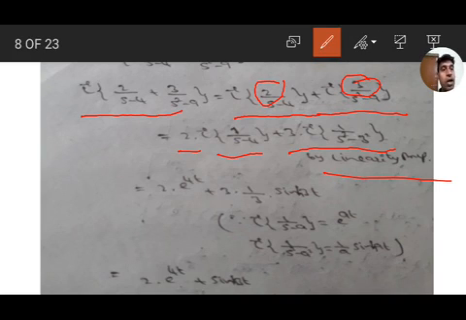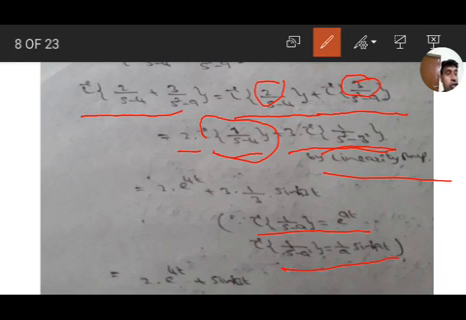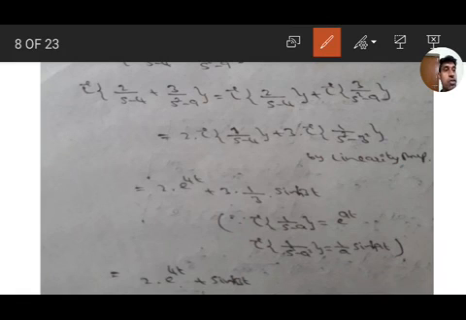And we know the formula L inverse of 1 by s minus a equals e to the power of at, and L inverse of 1 by s square minus a square is 1 by a sinh of at. So 2 is the coefficient as it is. Here a means 4, e to the power of 4t. 3 is the coefficient as it is, 1 by a into sinh of at. a means here 3, so 1 by 3 into sinh of 3t. Here 3 and 3 cancel. 2 into e to the power of 4t plus sinh of 3t. It is the inverse Laplace transform of the function.